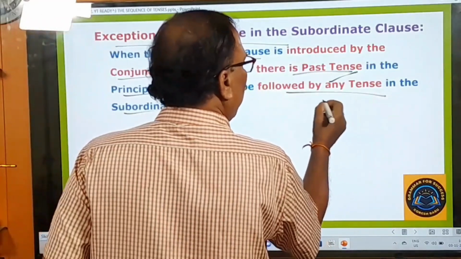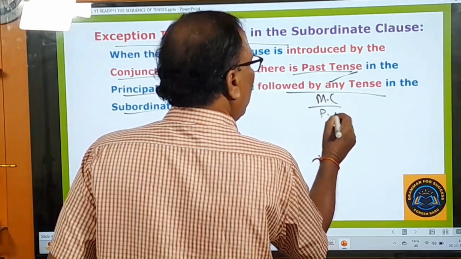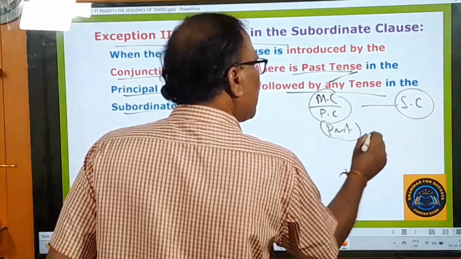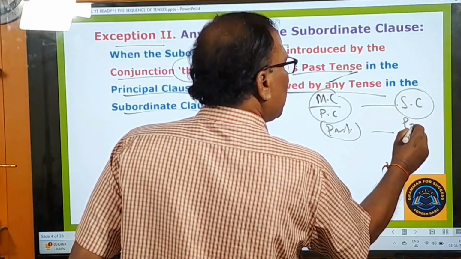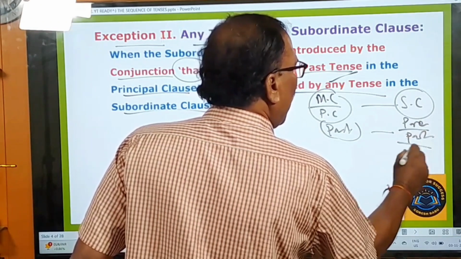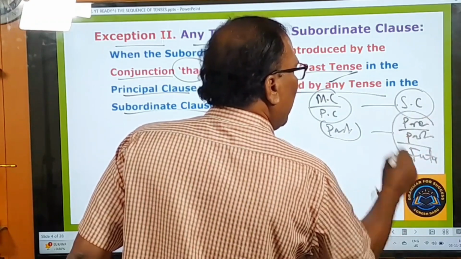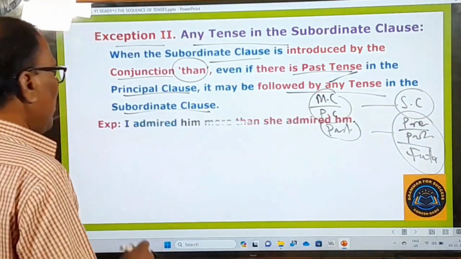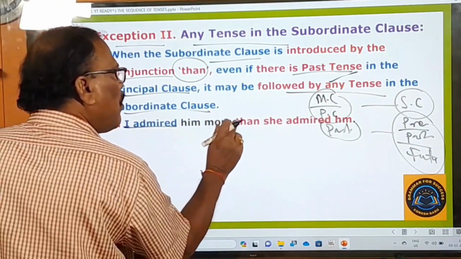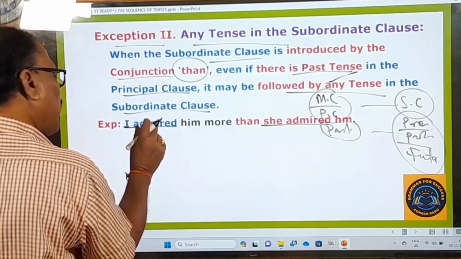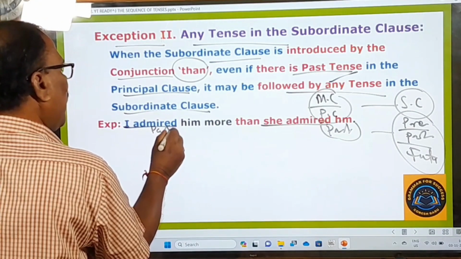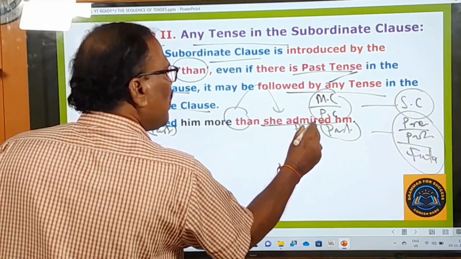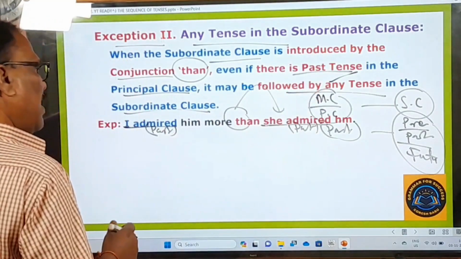So here I'll give you some diagram. This is the main clause or principal clause, and this is the subordinate clause, right? Even though there is past tense, there can be any tense, present or past or future. There can be any one in the subordinate clause. How? Let me give you some examples to make you understand this. I admired him more than she admired him. So I admired is in the past tense, and after than, again past tense is mentioned. Past tense and past tense, no problem. Let us see that here.